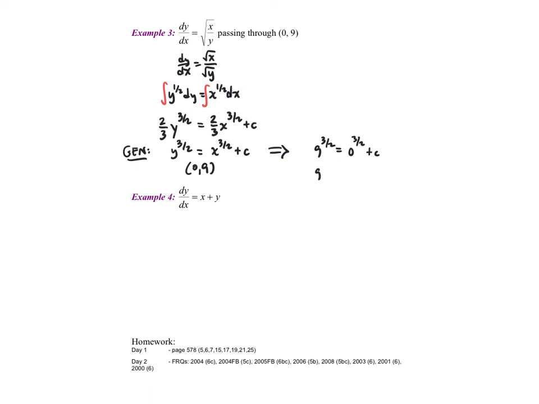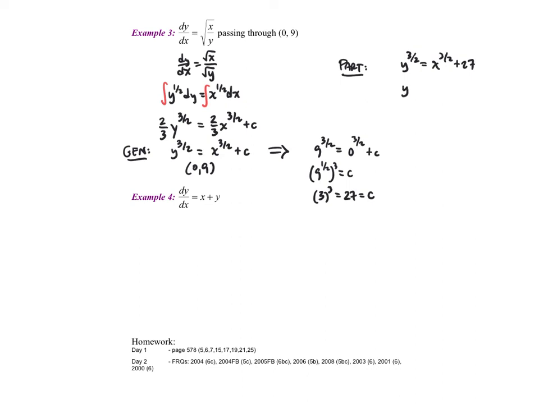So how do I write this? This would be 9 to the 1/2 to the 3rd. 9 to the 1/2 is 3. That's the square root of 9. 3 cubed is 27. So it looks like c is equal to 27. Now I'm going to write this as my particular solution as y to the 3/2 is equal to x to the 3/2 plus 27. And going just a tad further, I think I said 3/2 and wrote 3/3. There we go. Good work.